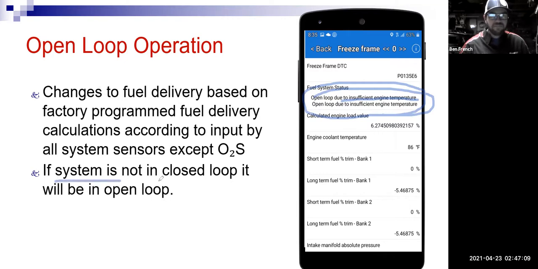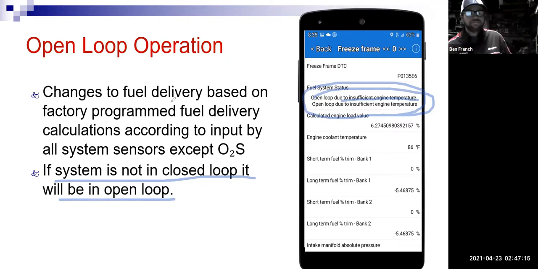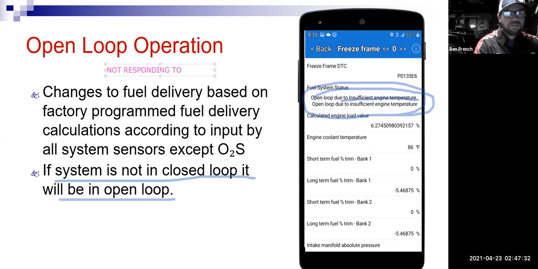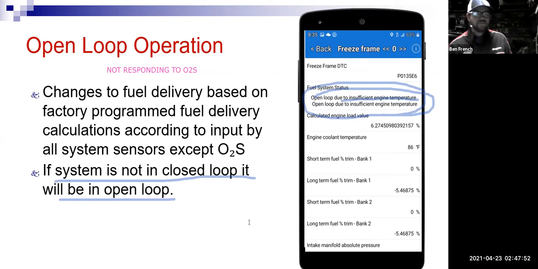So I have here, if the system is not in closed loop, it's going to be in open loop. And that's typically going to be when the car is cold. Okay. So open loop means, if I get my text tool up here, when I'm in open loop, I'm not responding to the O2 sensor. Okay. I'm not necessarily ignoring it. I'm waiting for it to start working. Because when I'm in open loop, the O2 sensor is not going to be working real well or correctly. And so we got to get the engine up to temperature. We got to get the O2 sensor up to temperature so it's working properly before I'm going to start listening to the O2 sensor. Okay.